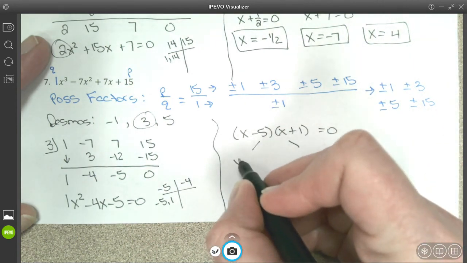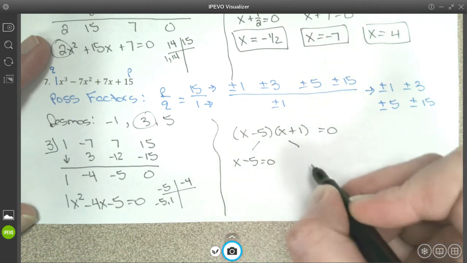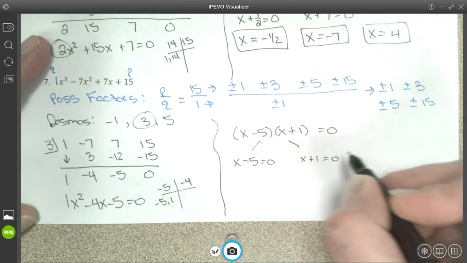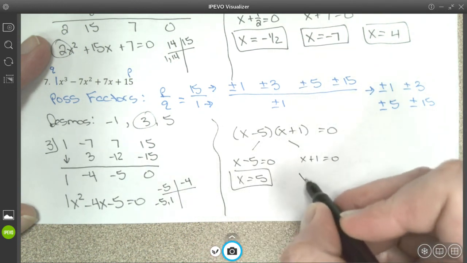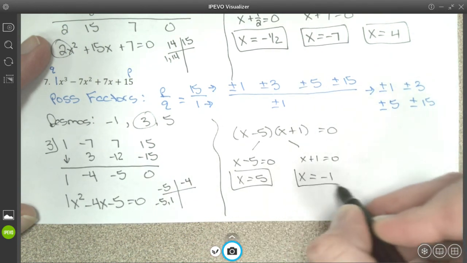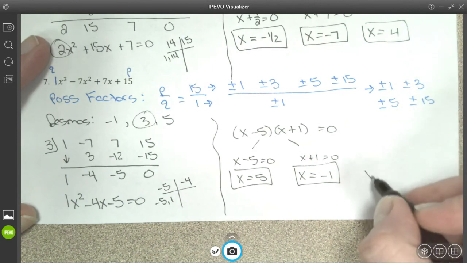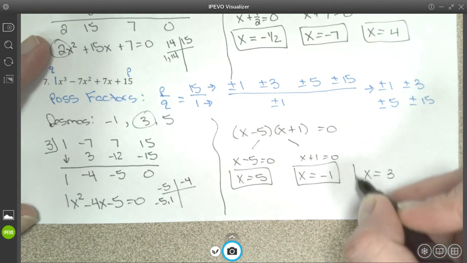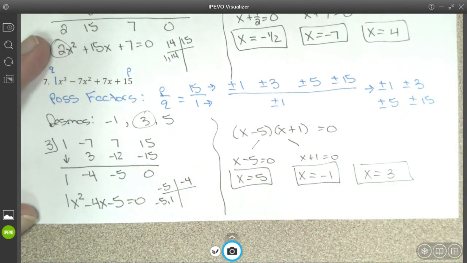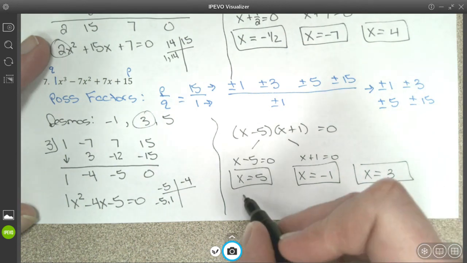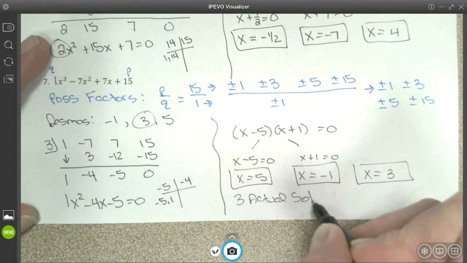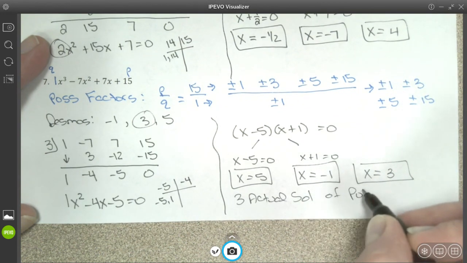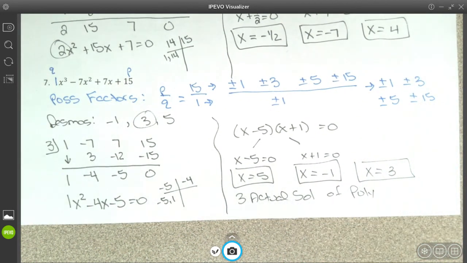Set your factors equal to 0 and solve. So x does in fact equal 5. x does equal -1. And x also equals 3. So these are my 3 actual solutions of my polynomial. Go try your homework now.